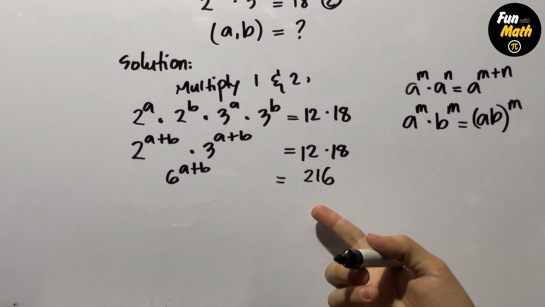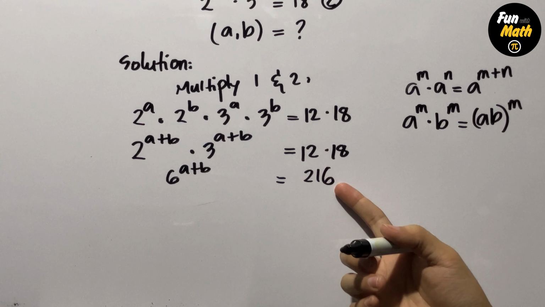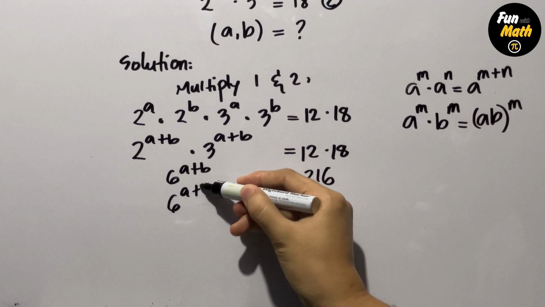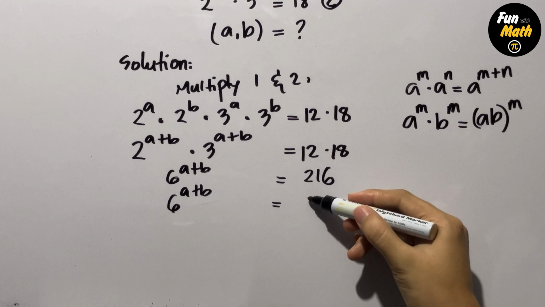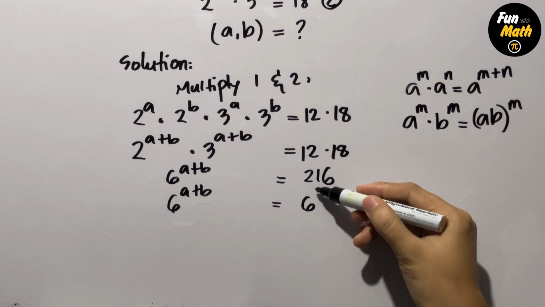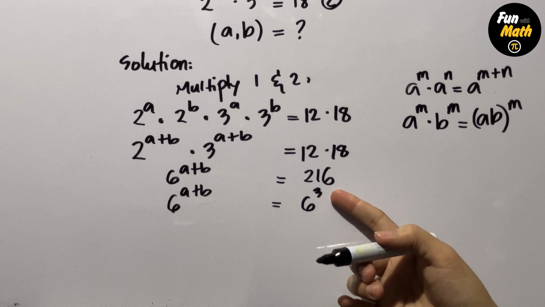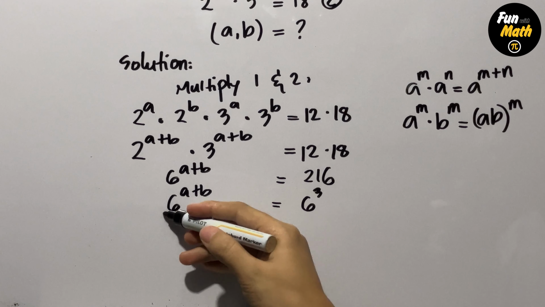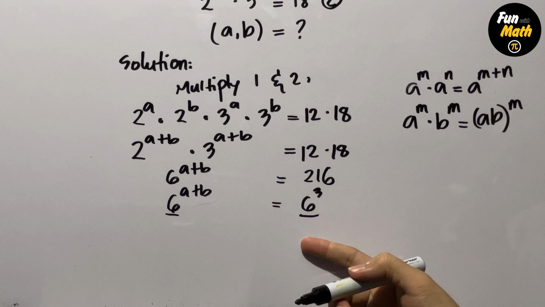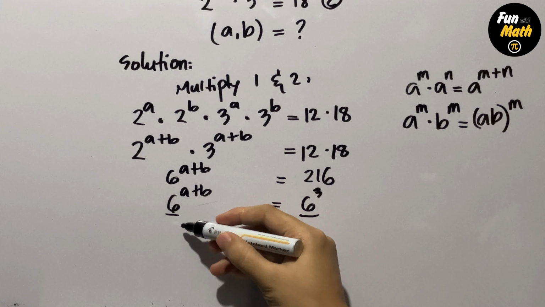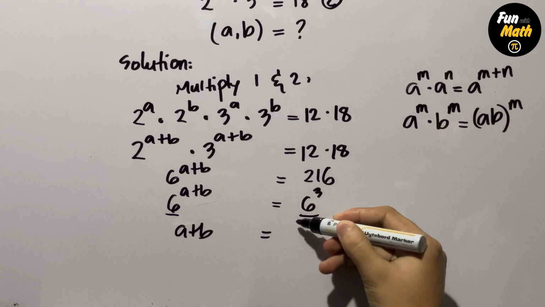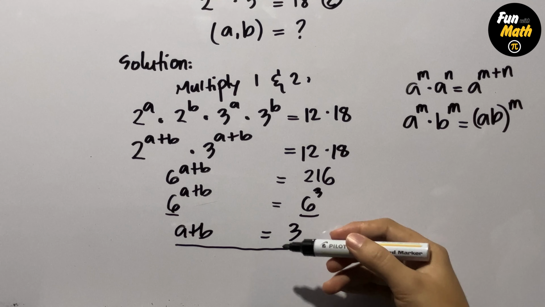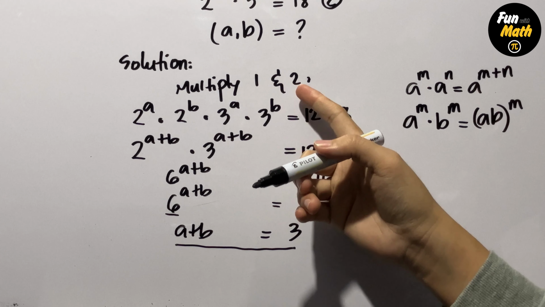Next is, we can write 216 into a power form in terms of 6. So this is now 6 to the power of a plus b equals, reuse the base 6 to the power of 3. 6 to the power of 3 is just equal to 216. Now for this, they have the same base, 6 and 6. That means we can equate the power, and that is a plus b equals 3. So this is the result of multiplying equation 1 and equation 2.